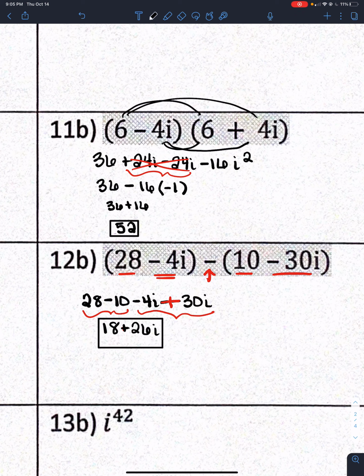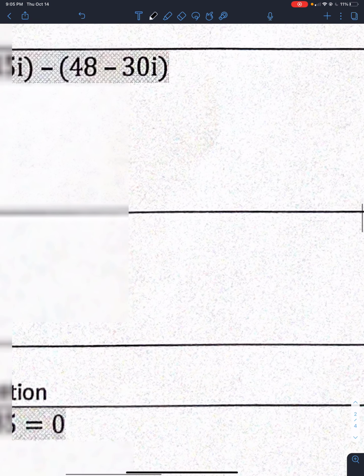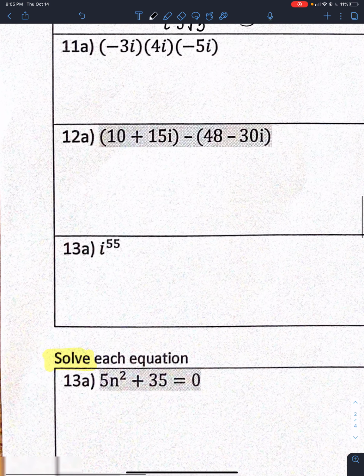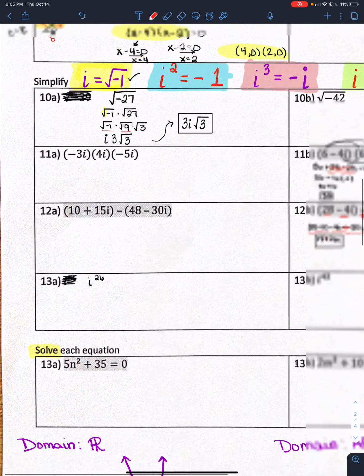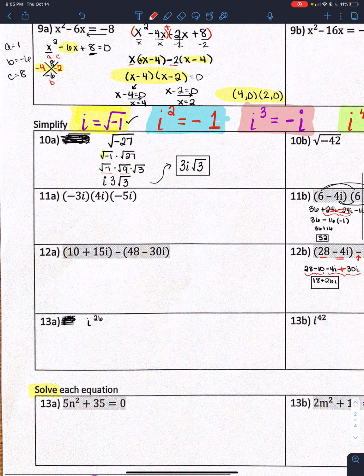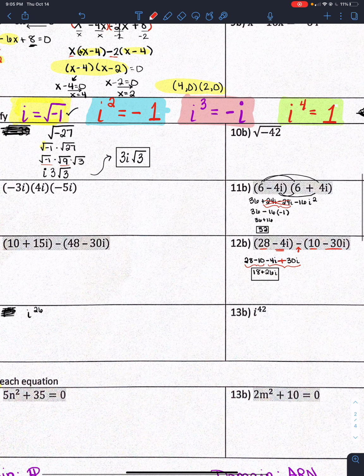All right, okay. Let's see, last one. Okay, on number 13, I'm going to scratch this out. And I am going to do i to the 26th. What's its value? Well, anytime we want to know these values, we need to know our rules for i that I have written here in the colored highlighter marks.